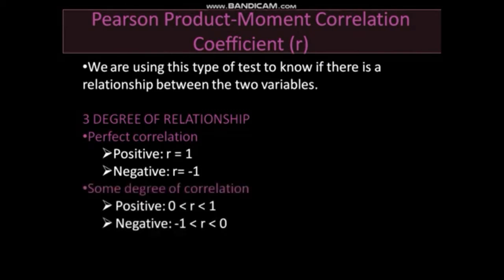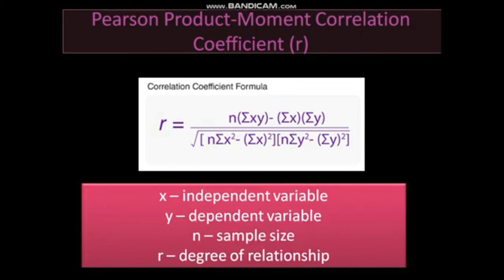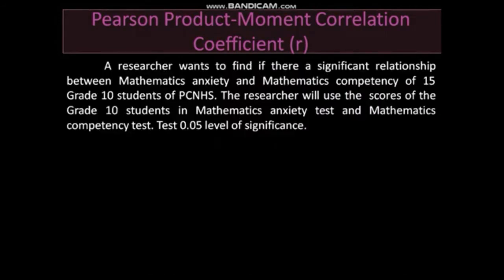And there is some degree of correlation, which in positive r is greater than 0 but less than 1, and in negative r is greater than negative 1 but less than 0. And the last one is no correlation, which is r is equal to 0. Here is the formula for the Pearson r, where x is the independent variable, y is the dependent variable, n is the sample size, and r is the degree of relationship. So now, let's have an example.